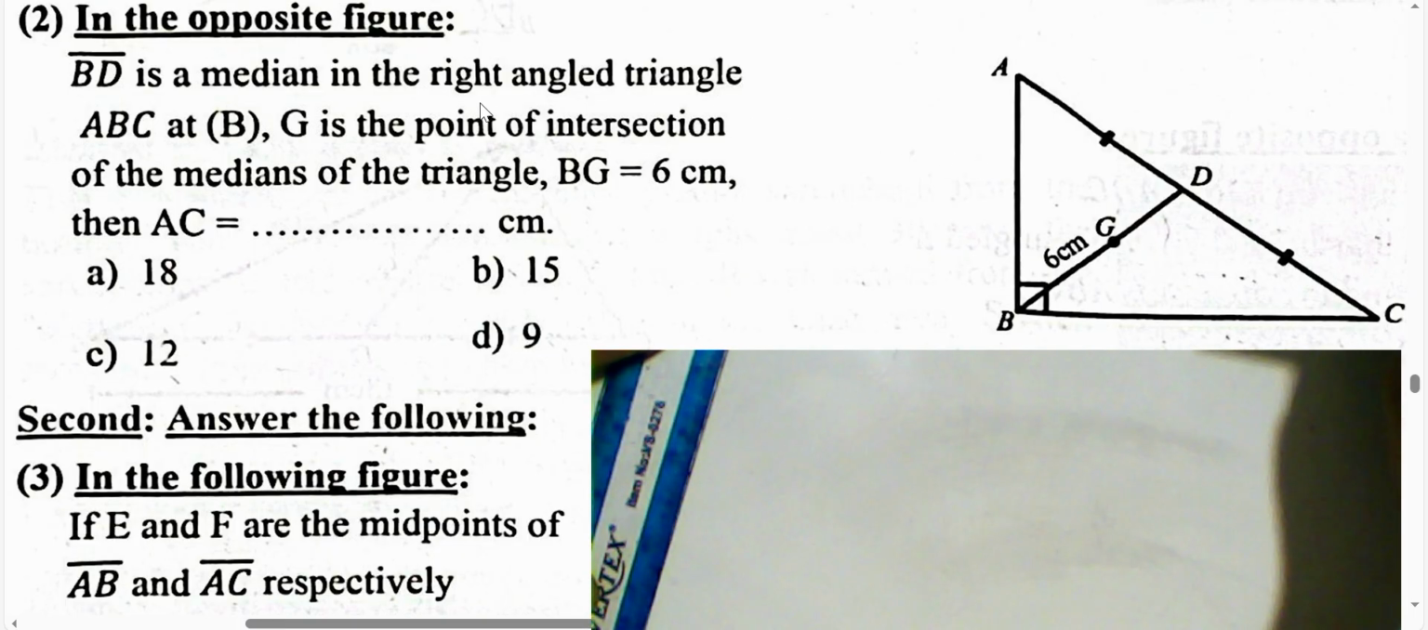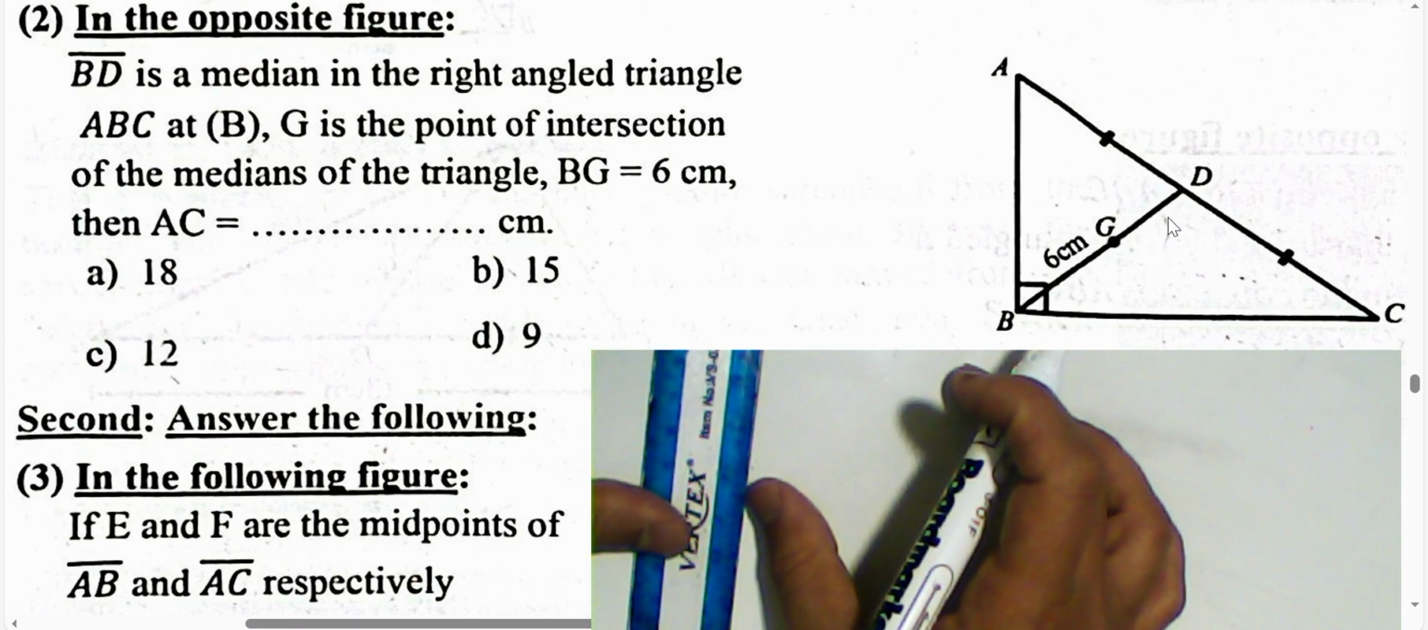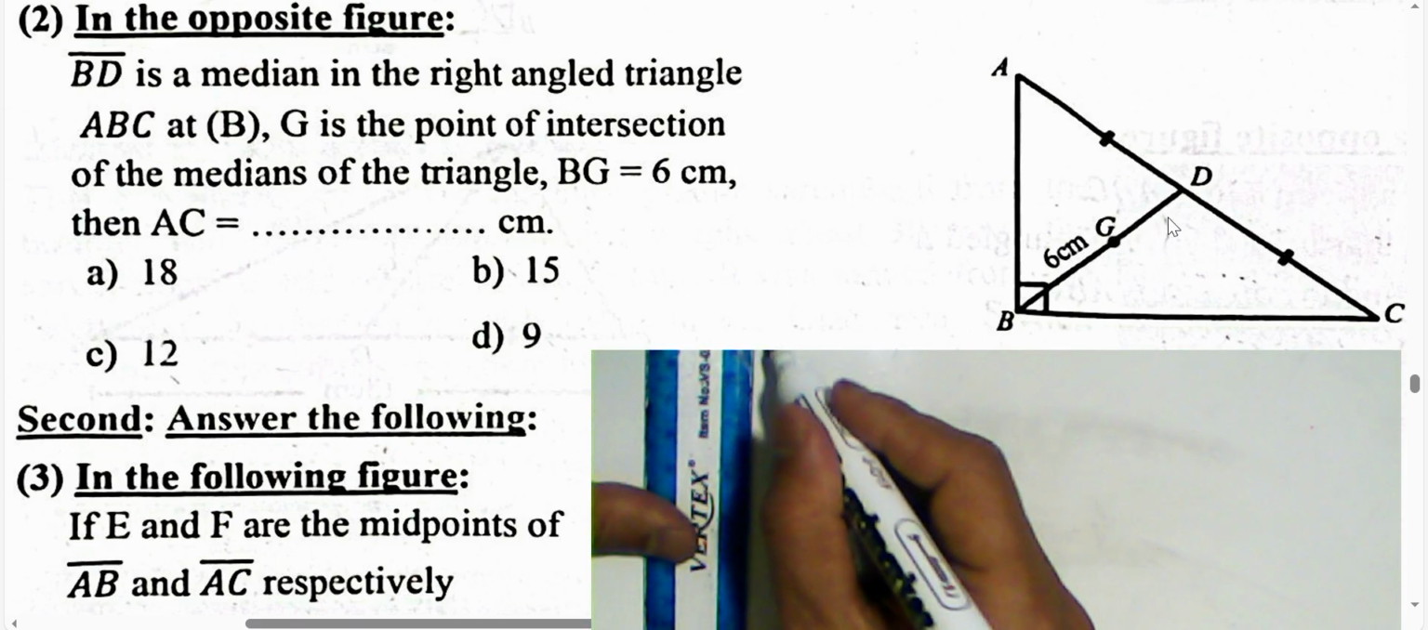He gives us in the example, BD is the median in the triangle, and G is the point of intersection of the medians of the triangle, and GD was 6 centimeters. The length of GB will be half of 6, it will be 3 centimeters. Okay, then the median will be 6 plus 3 equals 9 centimeters.